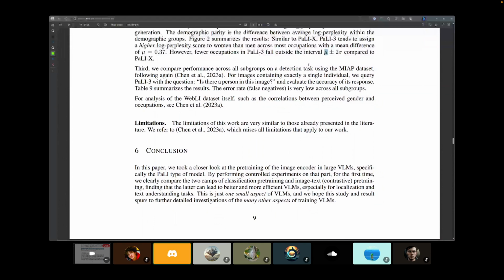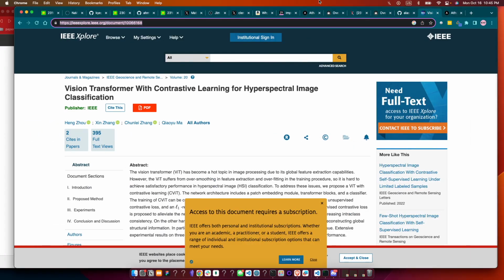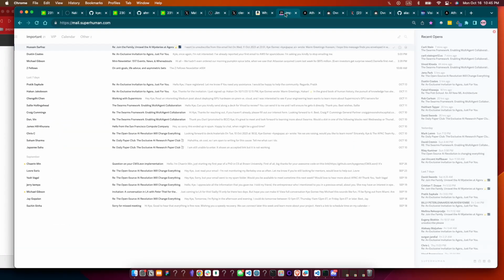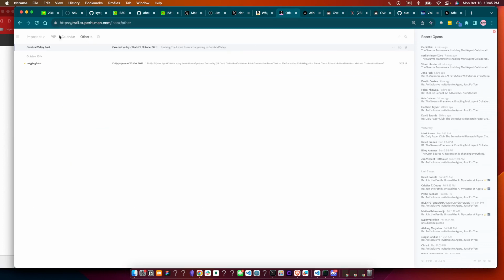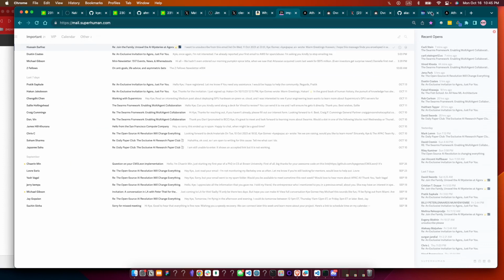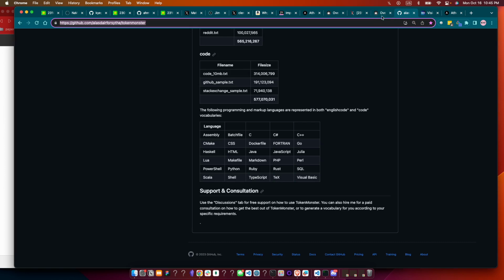Limitations. This work is very similar to those already presented in the literature, which raises all limitations that apply to our work. Conclusion. In this paper, we took a closer look at the pre-training of the image encoder in large VLMs specific to PaLI type, by performing controlled experiments for the first time.